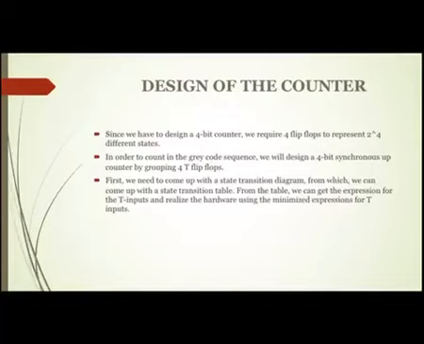First, we need to come up with a state transition diagram. By state transition diagram, we mean the gray code sequence here, from which we can come up with a state transition table. Only with the help of the state transition table can we find out the expressions for T3, T2, T1 and T0 and design our counter circuit.